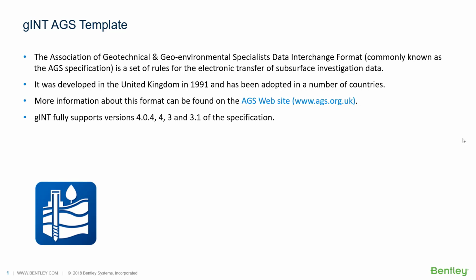So you can go there and find out more about the AGS formatting, but more or less everyone knows about it. gINT fully supports versions 4.04, 4.0, 3 and 3.1 of this specification. Some AGS templates of all these four versions, the data templates and the library files, are provided by default, and also some example project files are provided alongside gINT. Now we will have a look at a demonstration of how to import and export AGS templates.